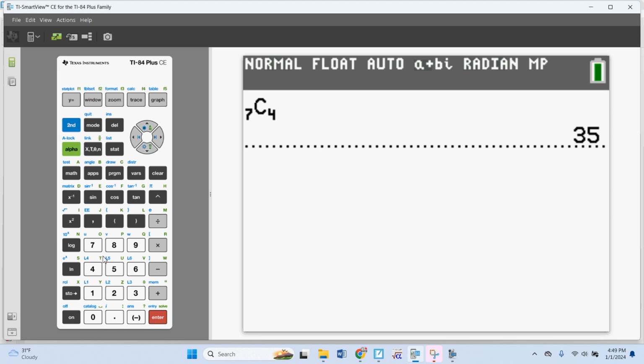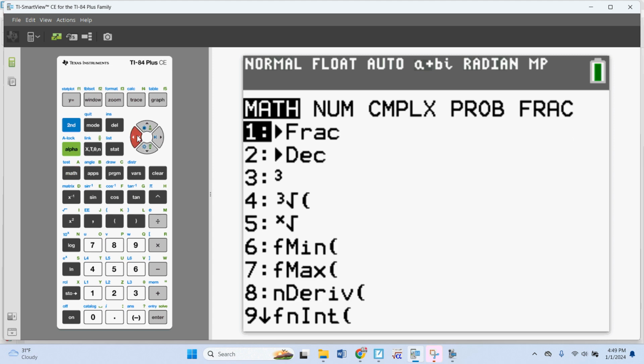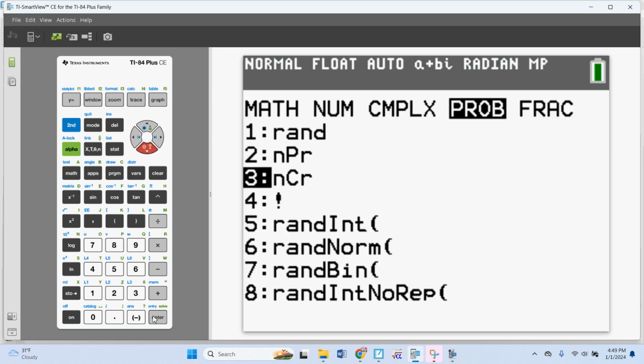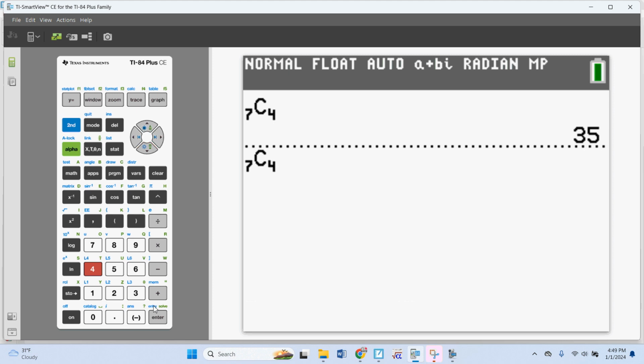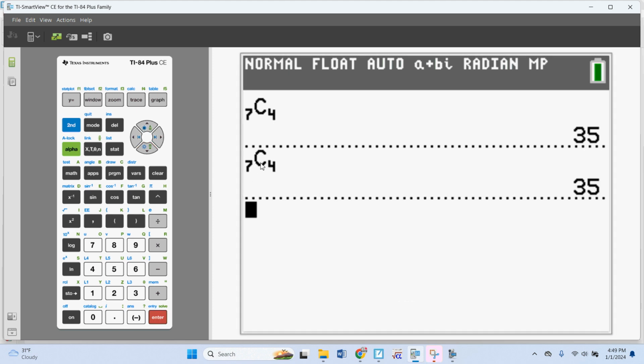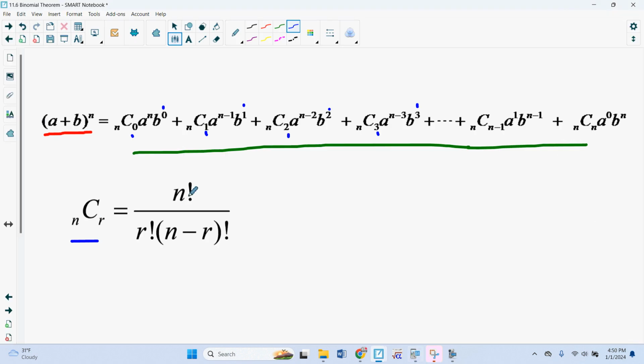Some of you, if you have an older calculator, you'll need to hit the 7 first, then go to Math, then do nCr, and then hit the 4. And in that case, it won't actually look like a subscript like this. It will just be more 7C4, but it still works. So these represent the coefficients in front of each term.